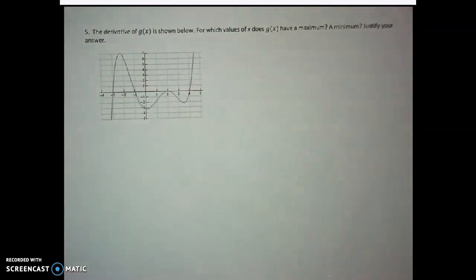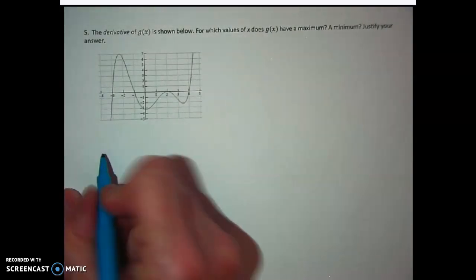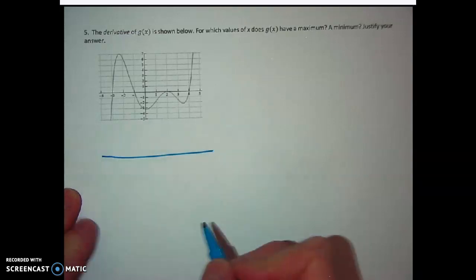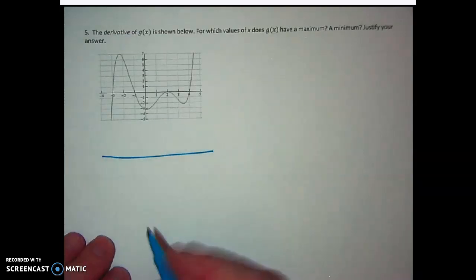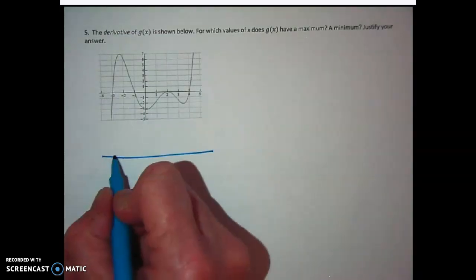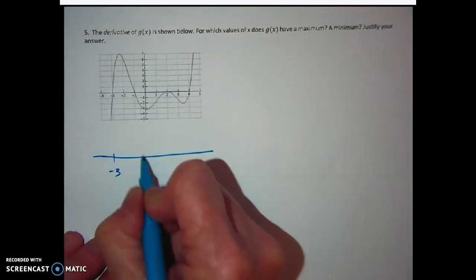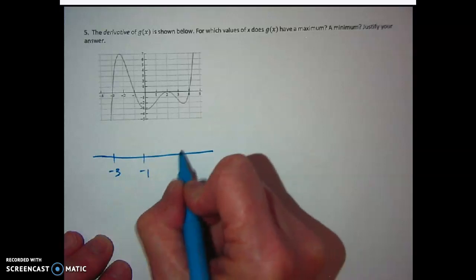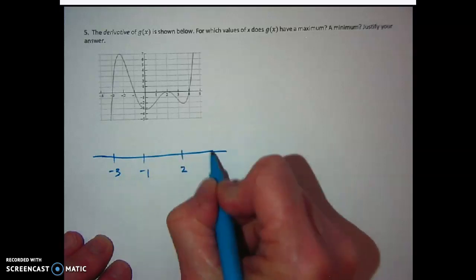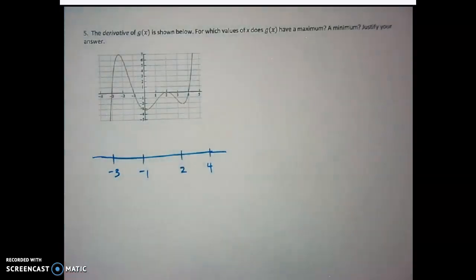And last problem, the derivative of g of x is shown in the graph below. For which values of x does the original function have a maximum or a minimum? I think the easiest way to explain this, especially on a video, is to convert this graph into a line chart. So I can see that it's crossing the x-axis at negative 3, at negative 1, it touches the x-axis at positive 2, and again at positive 4.